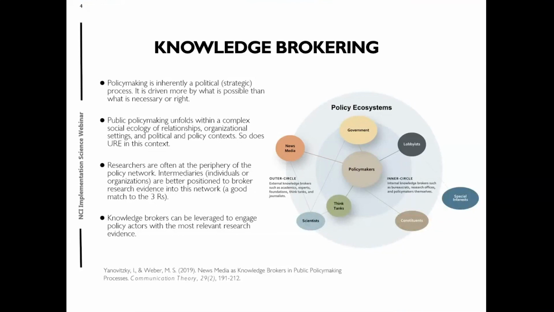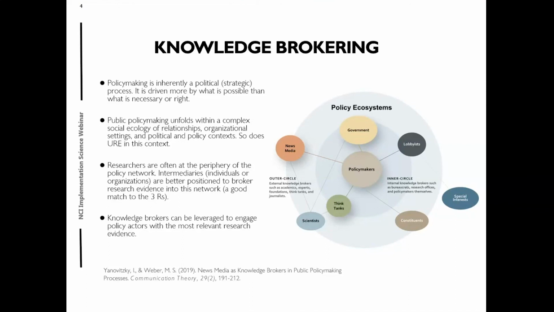The one I'm focusing on is recognizing that when we talk about policymaking, there are several things we need to take into account. The first is that policymaking is inherently political, it's strategic. It's driven by what is possible, in terms of what can be accepted and what can potentially be implemented, as opposed to what is necessary and right, which is typically where we come from as scientists. We know what's necessary, we know what's right, and we want policymakers to take this into account. However, they're considering it more in terms of feasibility. Can I do this? Would it pass Congress? Would it pass Senate? And so forth.